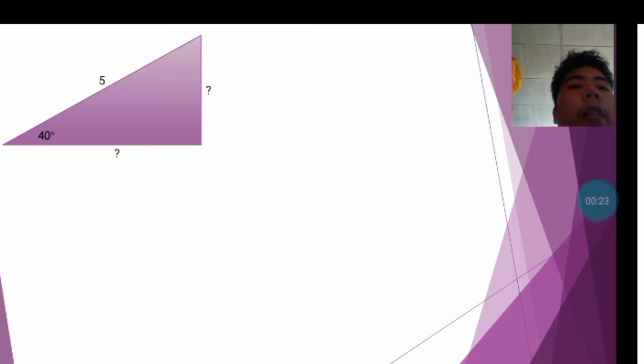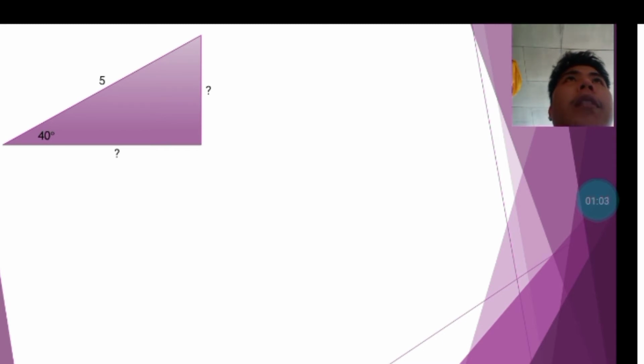For example, we have a right triangle, and we have 40 degrees as our basis. In my previous video, I tackled how to find the six trigonometric functions of a given angle, like the sine, cosine, tangent, cotangent, cosecant, and so on. So we have 40 degrees, and I already taught you the six trigonometric functions.